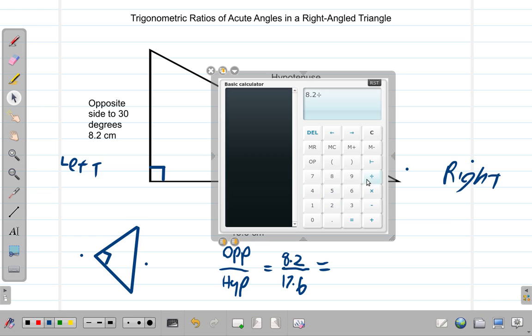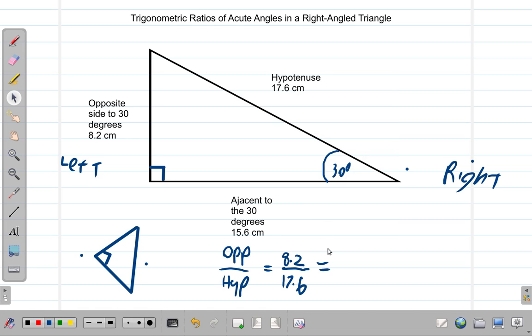8.2 over 17.6 equals 0.465. Now, to one decimal place, it would be 0.5. So let us call it 0.5 to one decimal place.